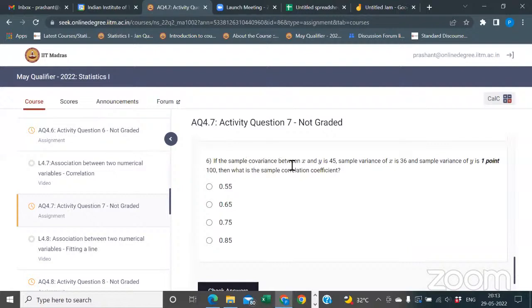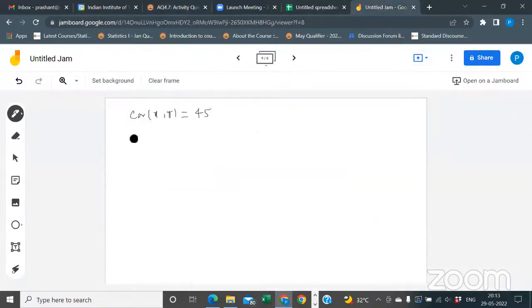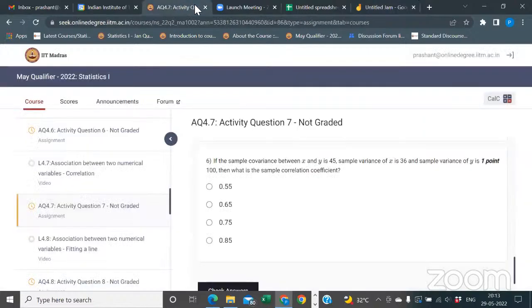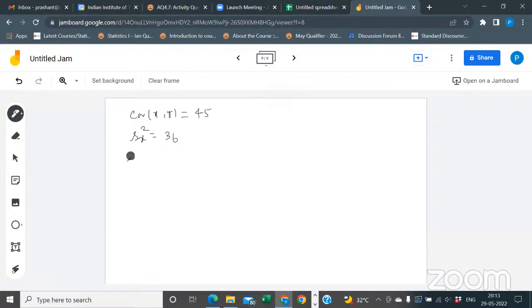Sample covariance between x and y is 45. It's given to you. Sample variance of x is 36, meaning sx square is 36. Sample variance of y is 100, meaning sy square is 100. Now you have to calculate r. What is r? Covariance of xy divided by small sx into small sy. So 45 divided by 6 times 10, right?